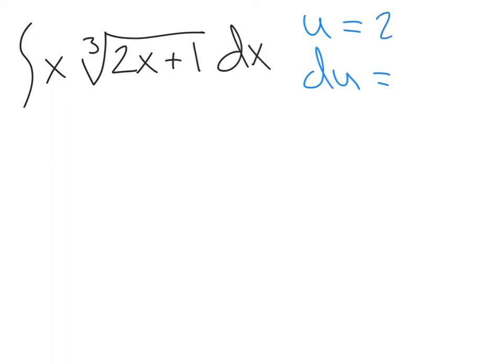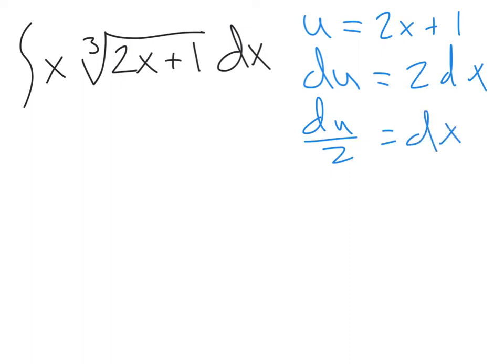Let u be 2x plus 1. du would be 2 dx. Notice we don't even have a 2, so let's just get rid of that right now. du over 2 would be dx. So that takes care of everything but the x out front.